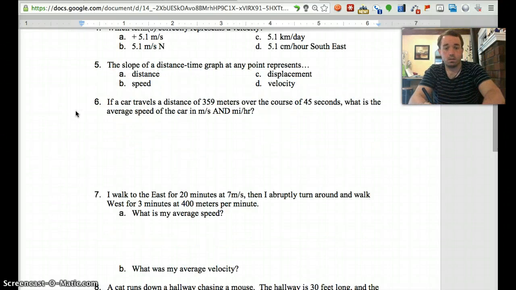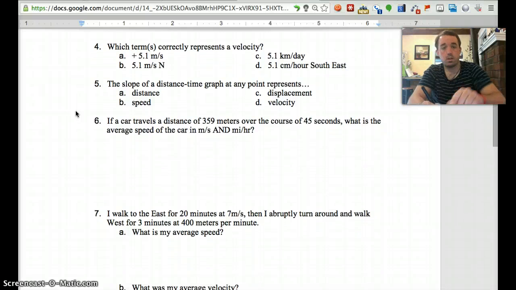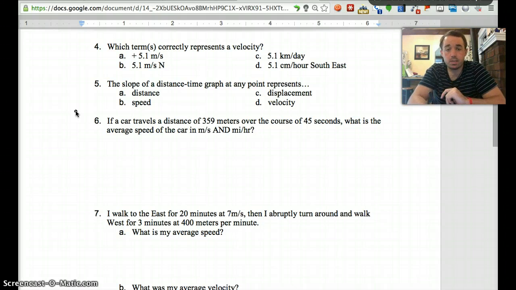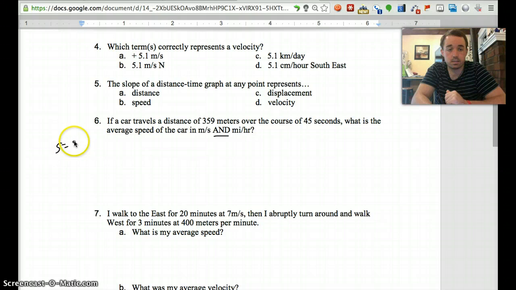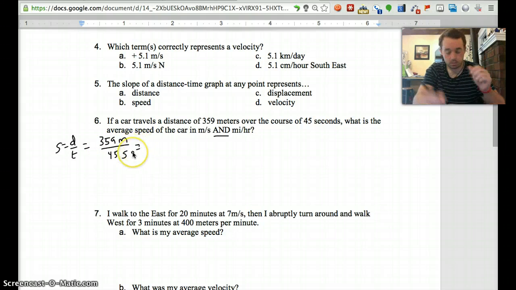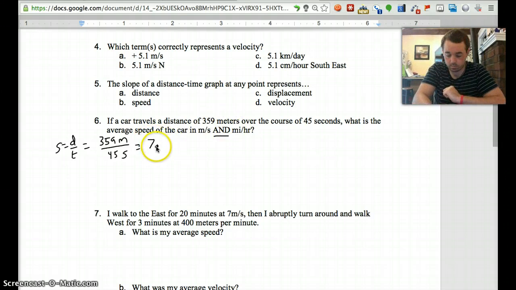Cool. Scrolling up a little bit more. If a car travels a distance of 359 meters over the course of 45 seconds, what is the average speed in meters per second and miles per hour? So I need to convert some things. So, average speed. Speed is distance over time. They're going 359 meters per 45 seconds. So type that into my calculator: 359 divided by 45. And right away I have 7.98 meters per second.